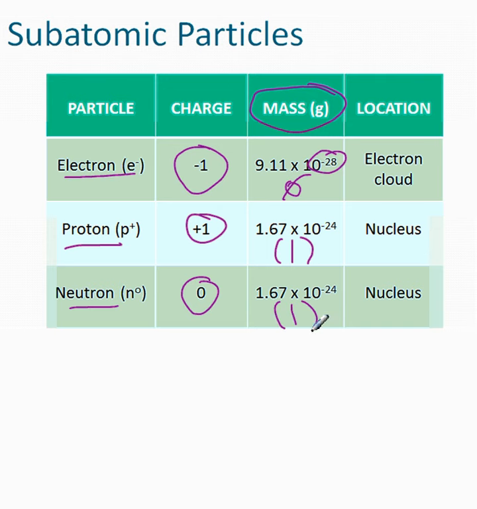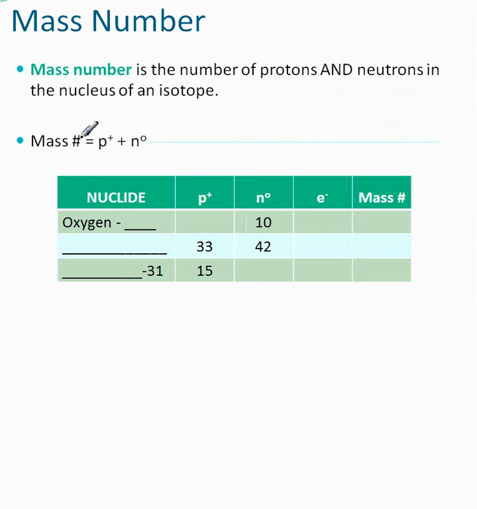They are both located in the nucleus. The electrons are located in the electron cloud. Key things that you have to be able to do in the test tomorrow. Here's one thing: you have to be able to find the mass number. Remember, mass number is going to be protons and neutrons.